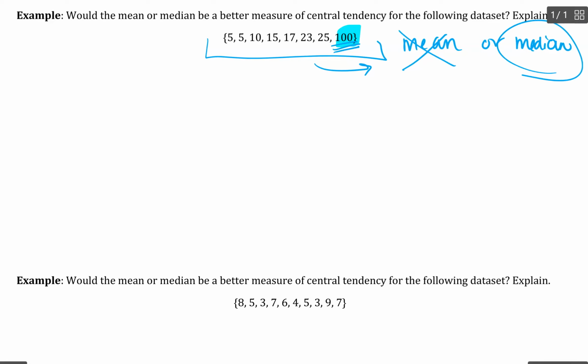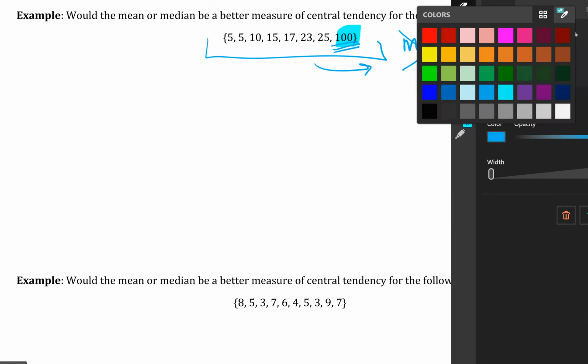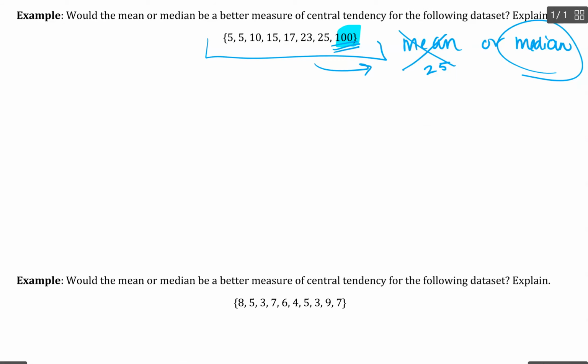And just to give us an idea, I'll write down the mean is 25, and to give us a better idea of how the median will represent the data and how it is a better picture of what these values are, let's go ahead and calculate that median. So we have 1, 2, 3, 4, 5, 6, 7, 8 values. So that means we have an even number of data values. So we're going to take the average of 15 and 17 to find the median, which is going to be 16. And 16 does seem more representative of this data set.